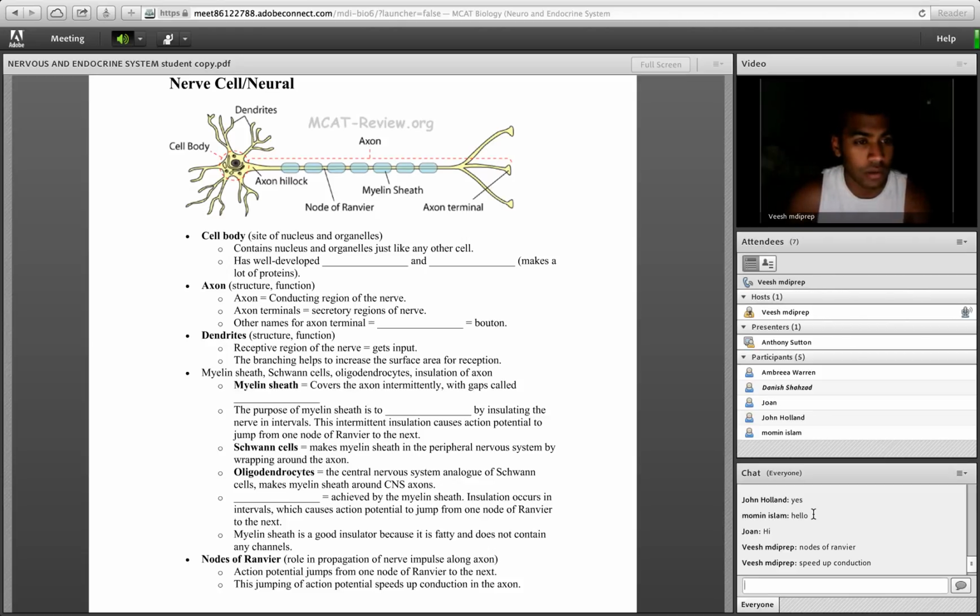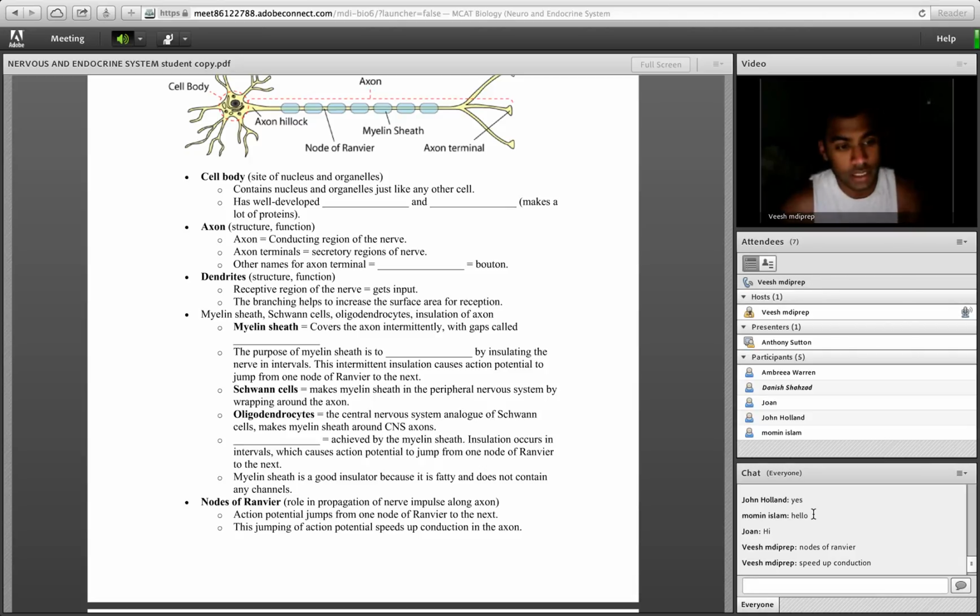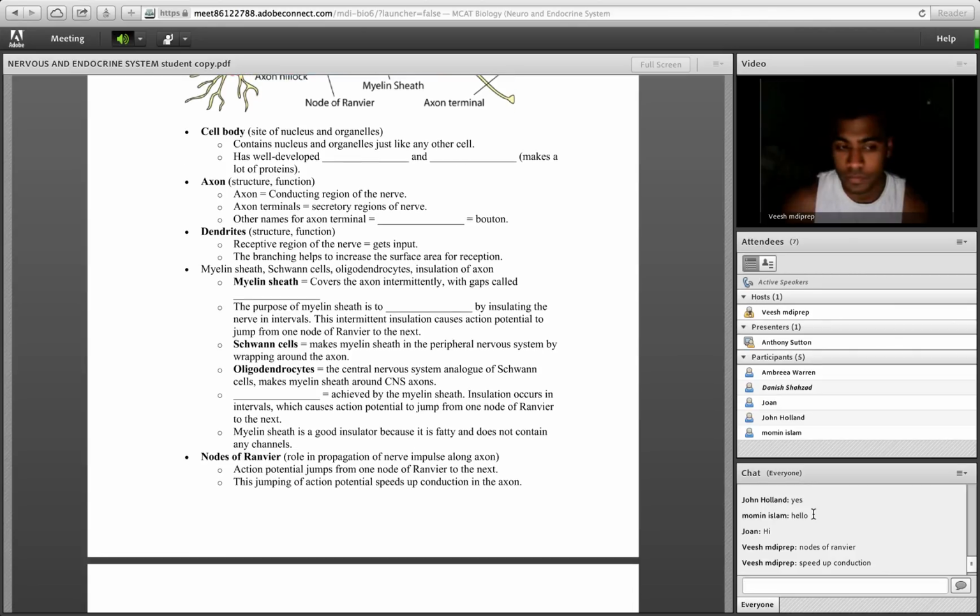Right by the nerve cells there are also Schwann cells, and Schwann cells make the myelin sheath in the peripheral nervous system by wrapping around the axon. Another thing, oligodendrocytes, are pretty much the central nervous system analog of Schwann cells, and they make the myelin sheath for the central nervous system axons.